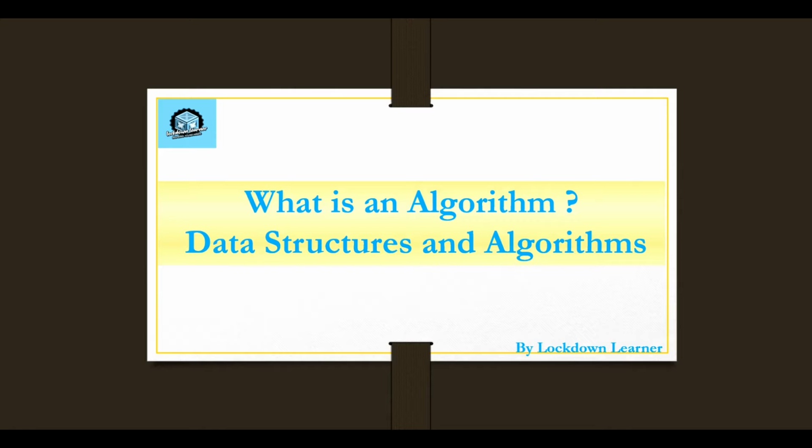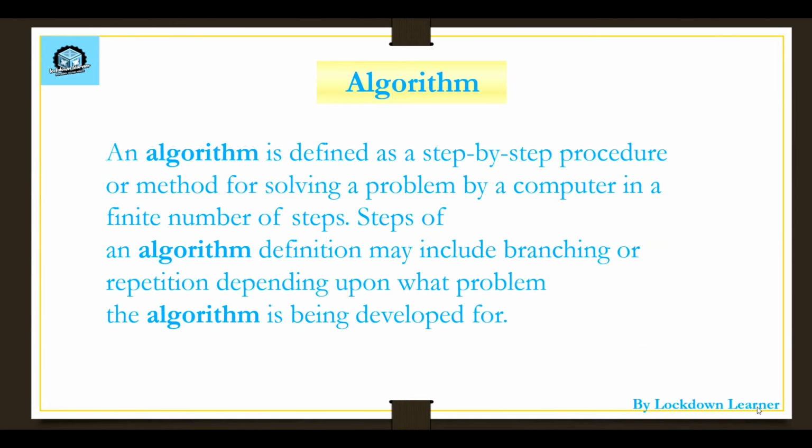What is an algorithm? Data structure and algorithm. Okay guys, so let us see what an algorithm is. An algorithm is defined as a step-by-step procedure or a method for solving a problem by a computer in a finite number of steps. Suppose I have asked you to add two numbers. For adding two numbers you have a finite number of steps.